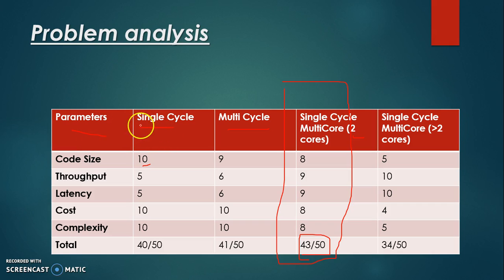Now it is time to decide which type of processor I need to select. I listed some of the processors like single cycle, multi-cycle, single cycle with 2 cores and single cycle with more than 2 cores. In order to decide, I listed some parameters like code size, throughput, latency, cost and complexity. I graded them based on these parameters and the final result showed that the single cycle with 2 core processor scored the highest, so I decided to go with it. Hence Pikachu is a single cycle multi-core processor.